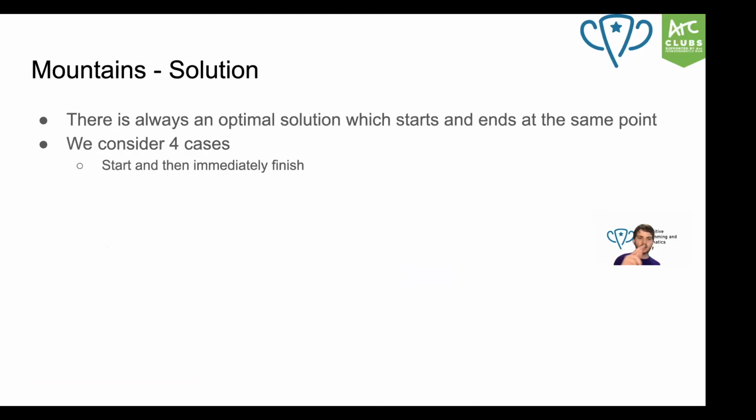And so using this observation, we can make a few different cases. So if we know we always start and end at the same point, there are only 4 possible cases. One of them is we go up and then straight back down again.